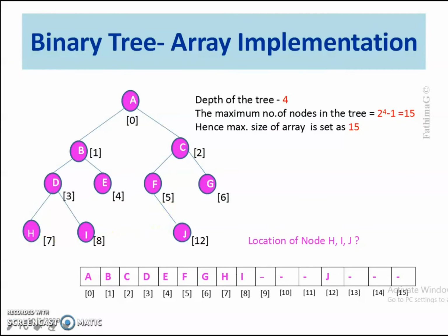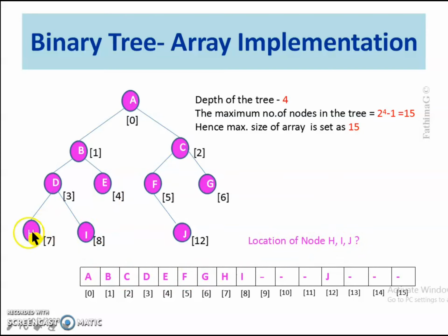Here the depth of the tree is 4. The maximum number of nodes the tree can have is 2 power 4 minus 1, which is 15. Hence, the maximum size of the array is declared as 15. In this tree, let us see where the nodes H, I, J are located in the array.